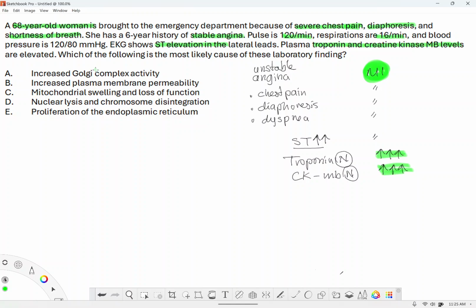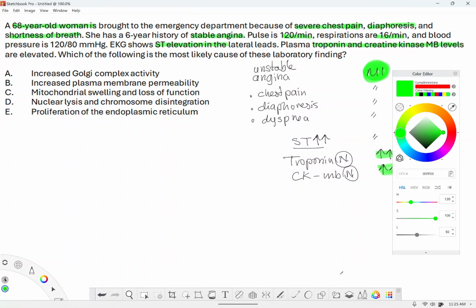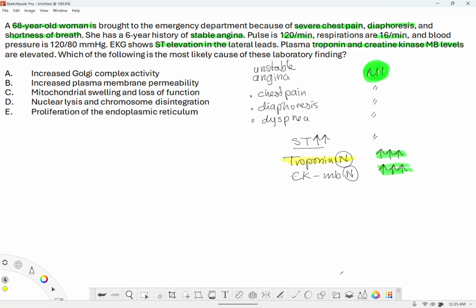Now the question is telling you which of the following is most likely the cause of these laboratory findings. So what are the lab findings? They're talking about the troponin. Why are the troponin elevated? Why are the CKMB elevated? That's the lab finding, because there's no other lab finding given to us. EKG is not a lab. So they're talking about the plasma level of troponin and CKMB. What could be the cause of that?